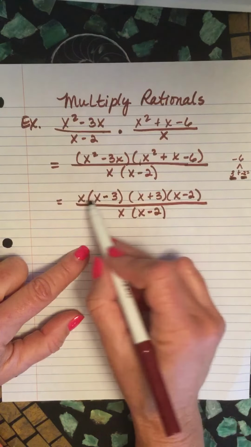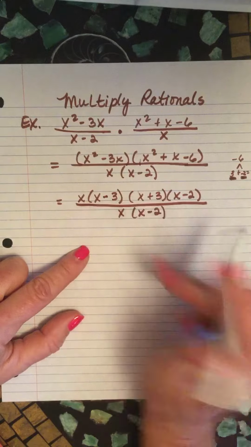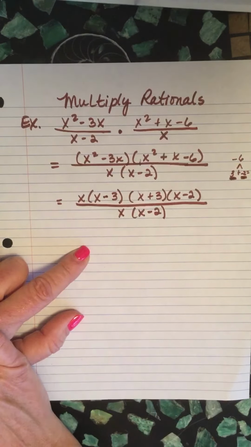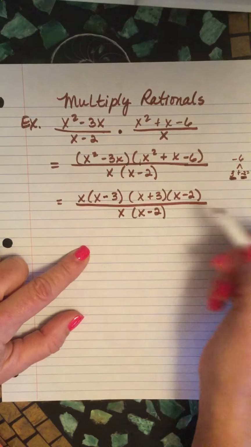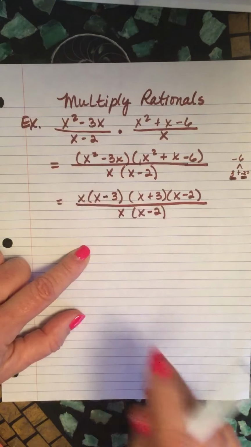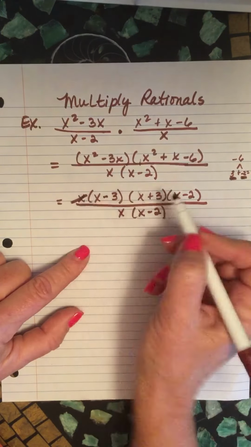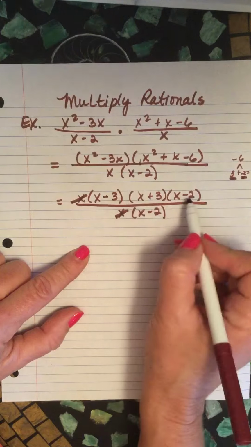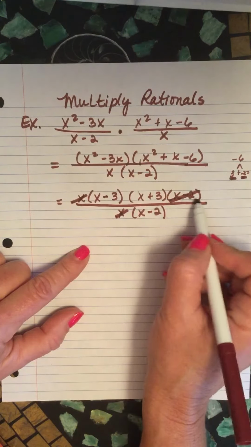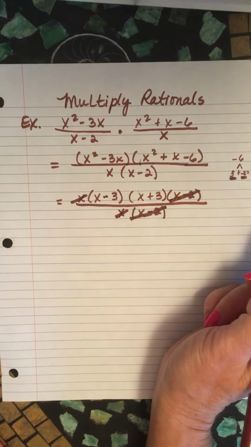Now, since everything is multiplied together, we can cancel if we have any like terms. So here I have an x in common, and I have an x minus 2 in common, and an x minus 2 in the denominator.